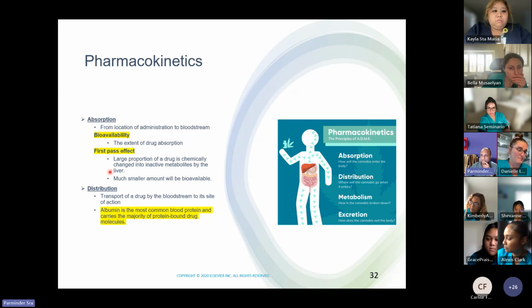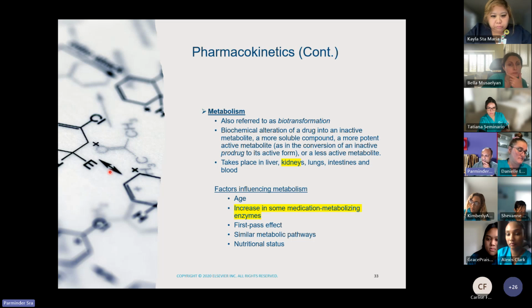All right, so this we already talked about, guys. I'm just going to say it again. The organ involved in metabolism is the liver. The organ involved in excretion is your kidneys.